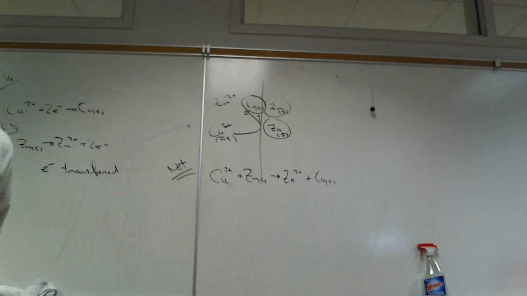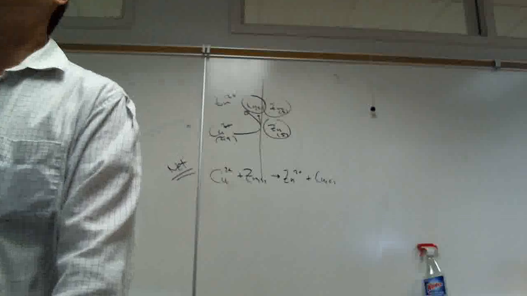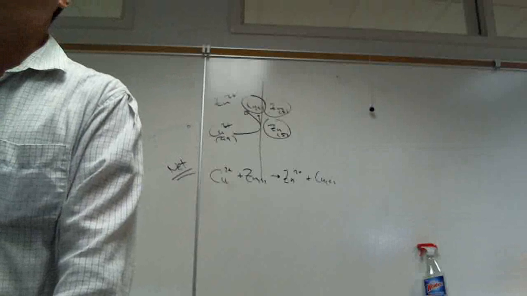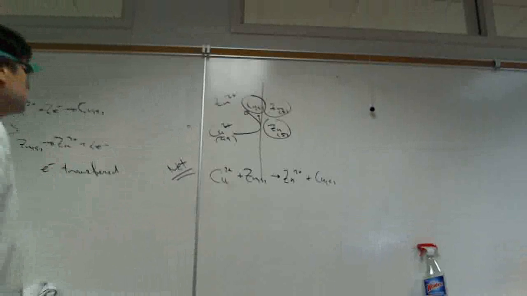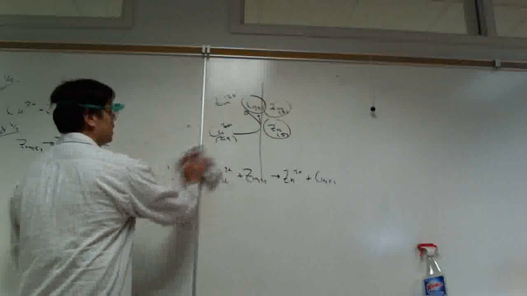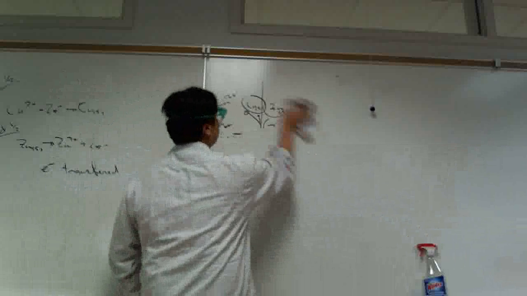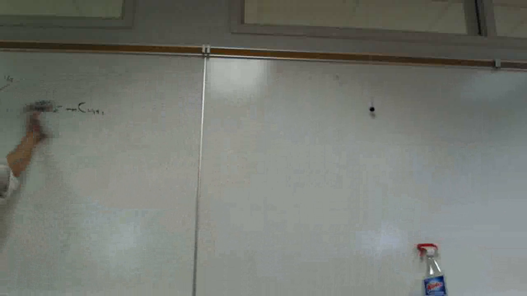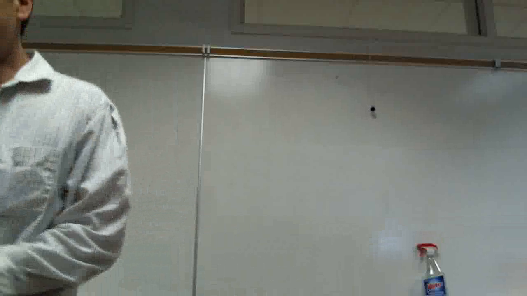All right, so the way we can generate electricity is to not let them be transferred directly. What we want to do is transfer them indirectly through a wire. And the way we can do that is by setting up a cell. Let me sketch it out right now. So go ahead and take the zinc bar out of the copper solution and wipe it off with a paper towel.